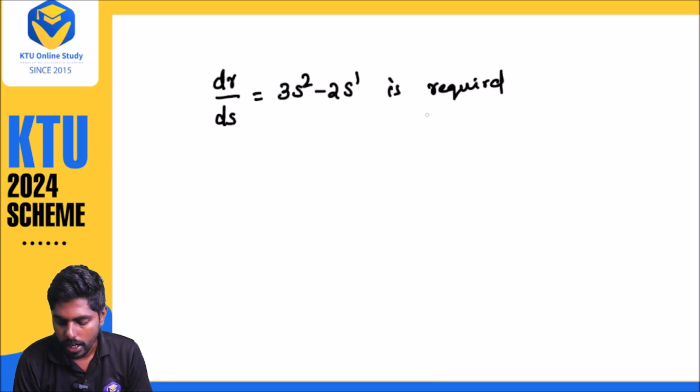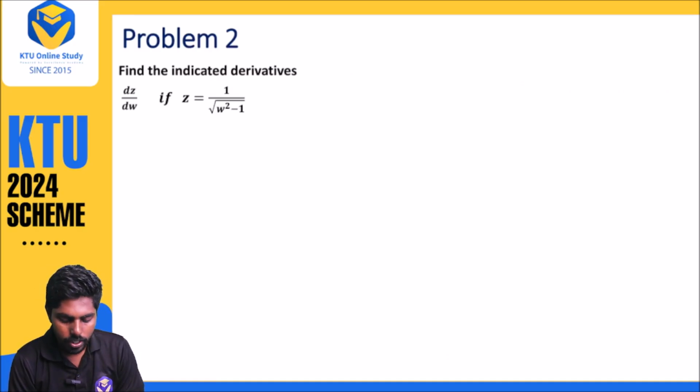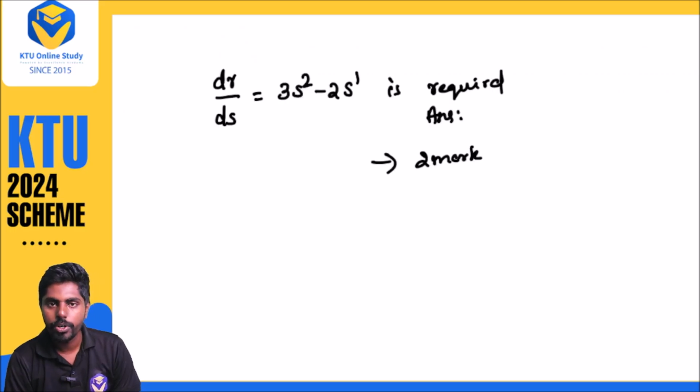So this is for a 2 mark sum. This kind of sums are all 2 mark. They will directly ask you the question. Okay, we will be going to the second problem.